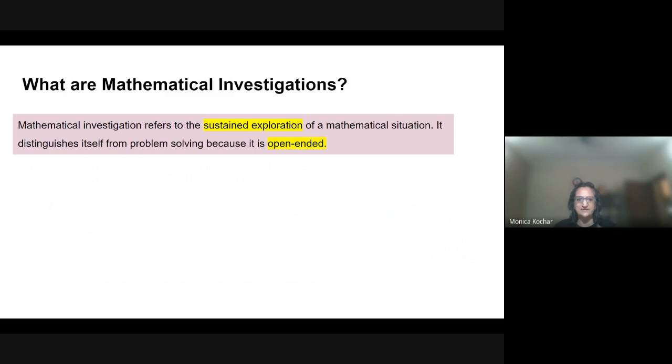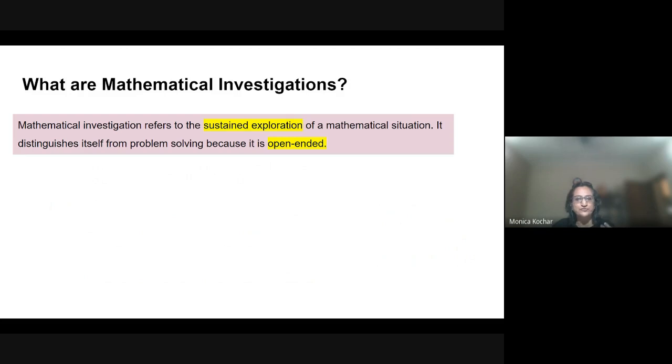So what are mathematical investigations? One is they are a sustained exploration. There is always an element of open-endedness. Open-ended, for those of you who are hearing this for the first time: close-ended is single solution, 2 plus 2, 4. Open-ended is more than one answer is possible. For example, what makes 4? So 0 and 4, 1 and 3, 2 and 2, 6 minus 2, 8 divided by 2. So there can be infinite answers.